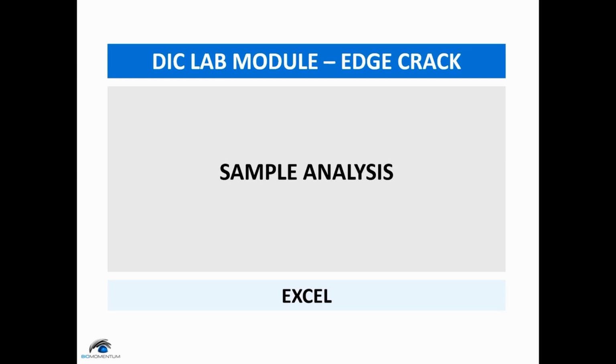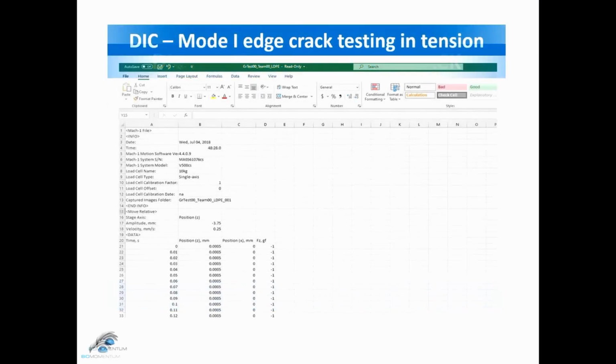To continue with the analysis of the LDPE sample, you can use the Microsoft Excel software. The spreadsheet software will help with analyzing the values obtained by referring to the mathematical model known as the Dugdale model. First, import your Mach1 raw data acquired through the MoveRelative function in a worksheet.